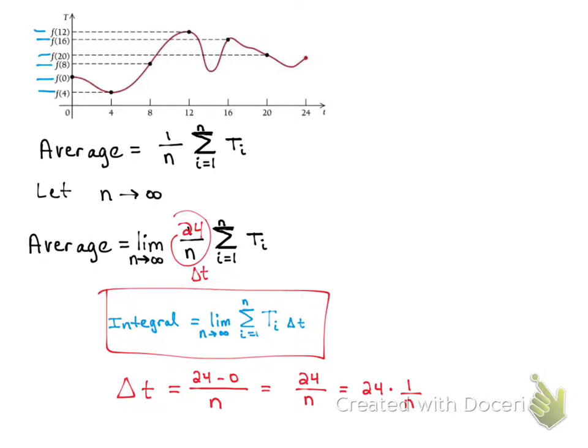But of course I can't just pop a 24 in right there. So what we can do is multiply by 24 over 24. And now I can rewrite this as 1 over 24 times 24 over n. And I know 24 over n is equal to delta t. And then the 1 over 24 does not depend on n, so let's just move it outside of the limit.